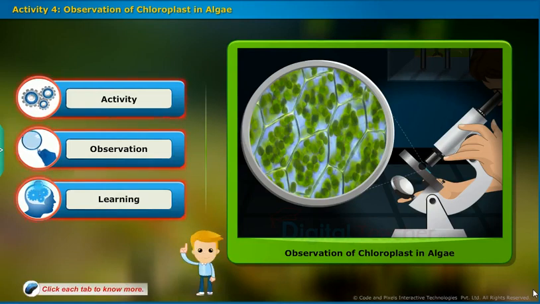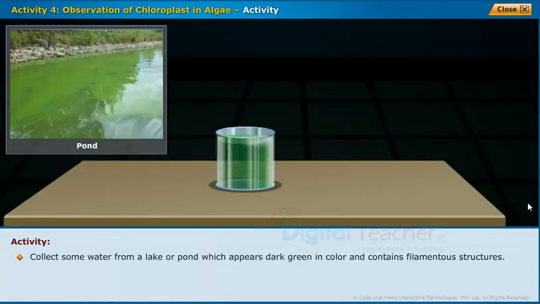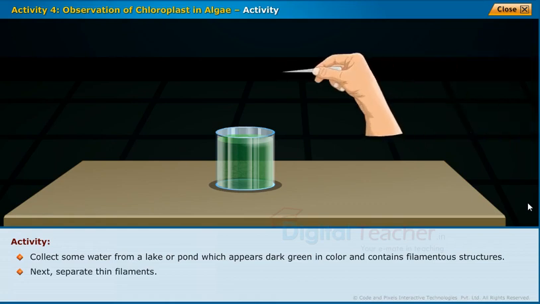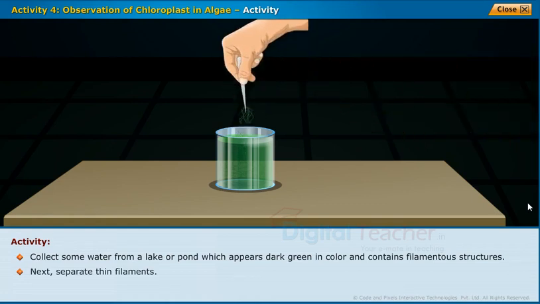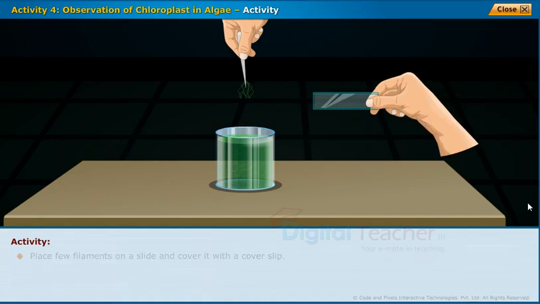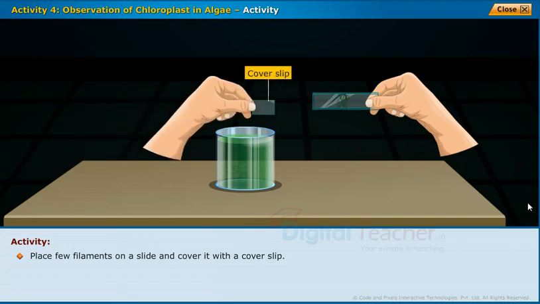Click each tab to know more. Collect some water from a lake or pond which appears dark green in color and contains filamentous structures. Next, separate thin filaments. Take a permanent slide. Place few filaments on a slide and cover it with a cover slip.